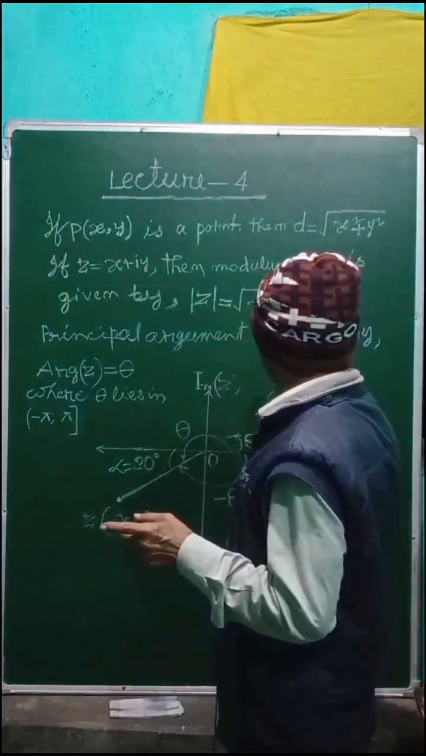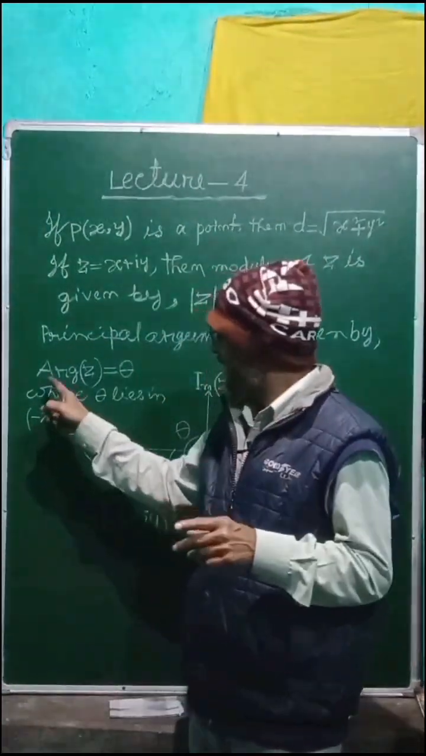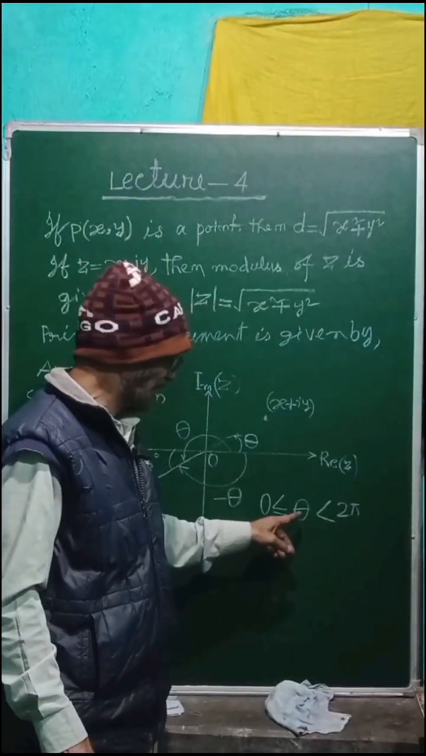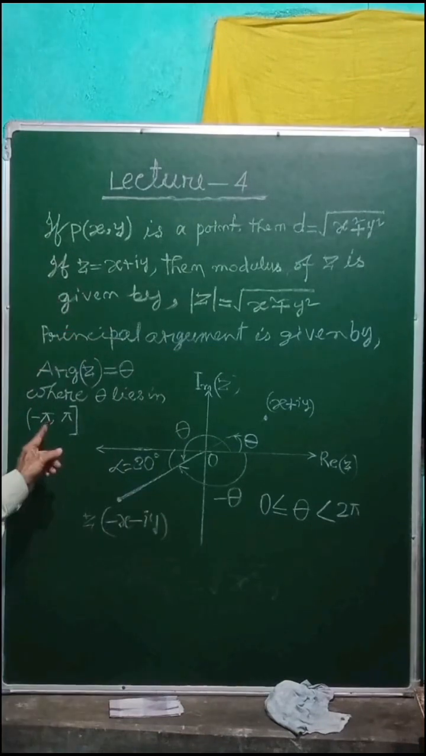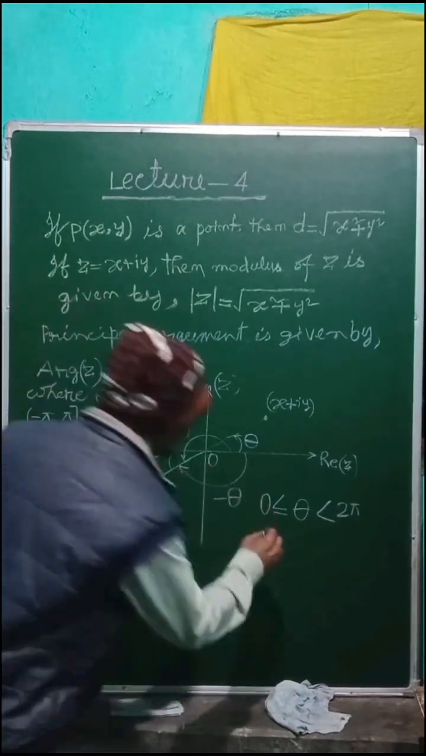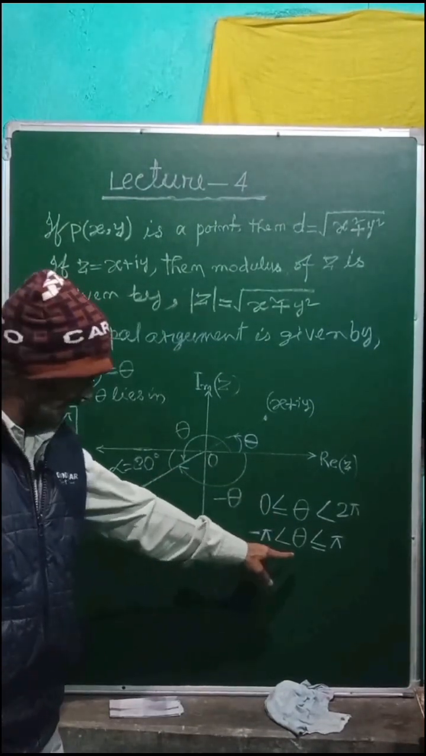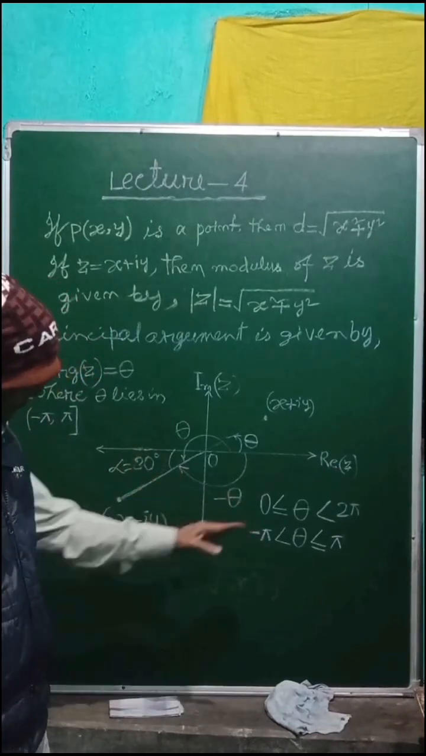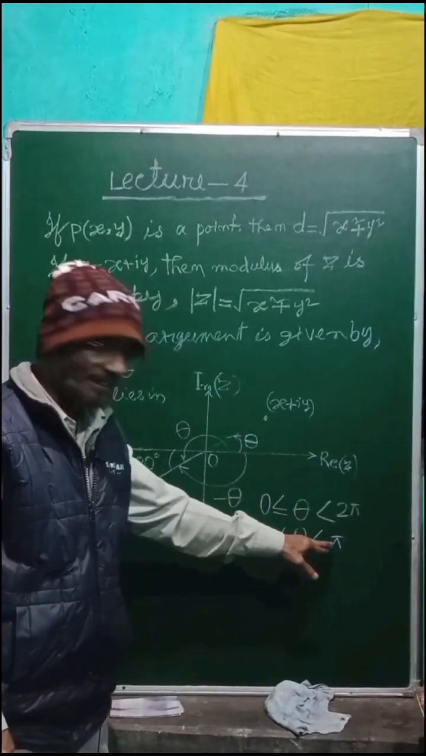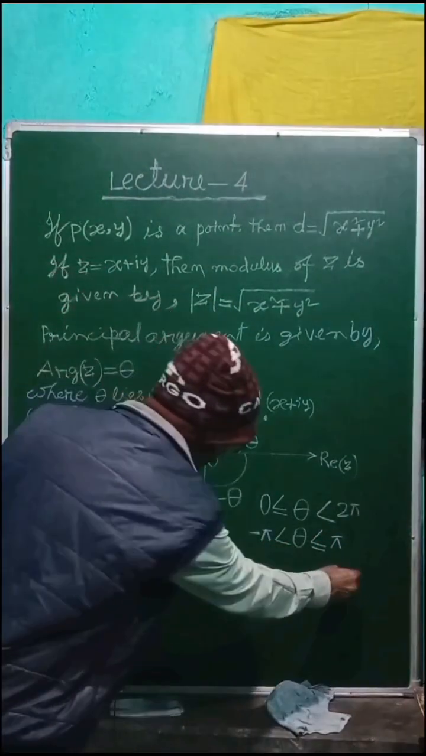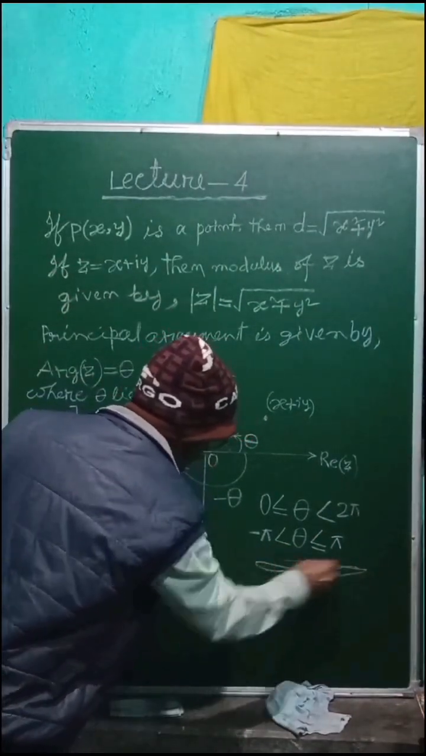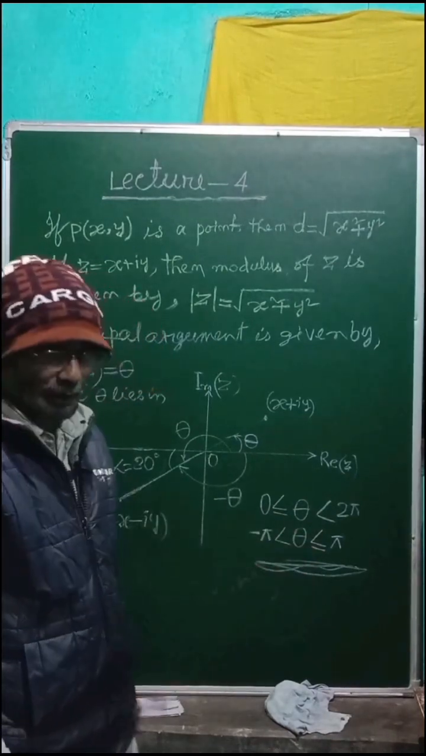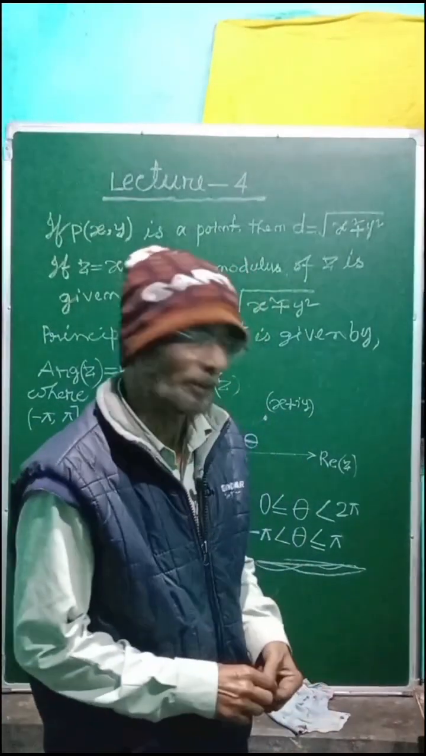Principal argument is given by arg of z is equal to theta. A student can write it in this manner also, that is, theta lies in this interval: greater than minus pi and less than or equal to pi. This is followed in the NCERT book. This value of theta in this range is called the principal argument of a complex number.